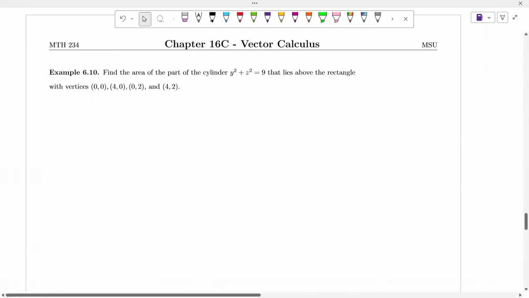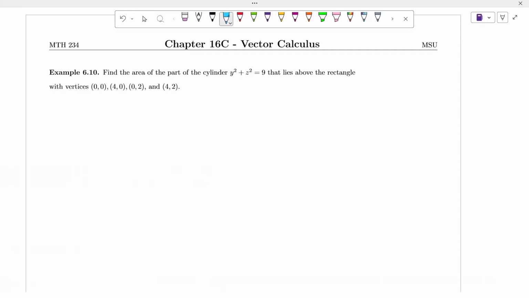Okay, let's see. We are looking for the area of the part of the cylinder y squared plus z squared equals 9 that is above the rectangle with the vertices shown right there. So the cylinder y squared plus z squared equals 9 is not an explicit function. Right, so we've got a cylinder that is sort of laying on its side, and it's extending along the x-axis, since that's the variable that I don't see. Right, I think I've got circles with a radius of 3 in the yz plane.